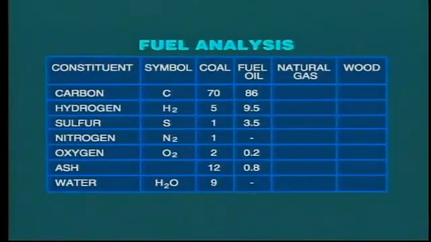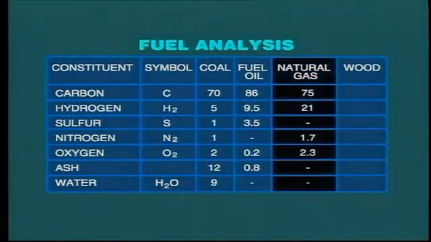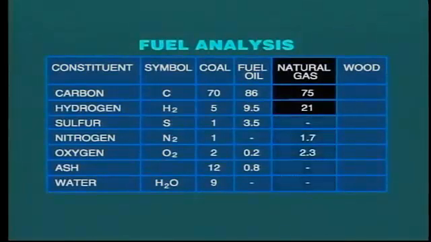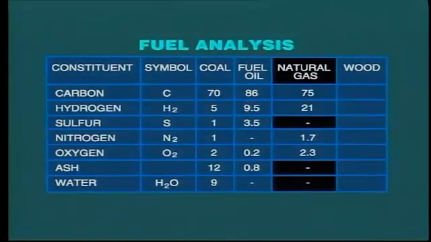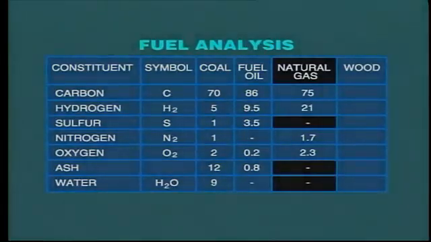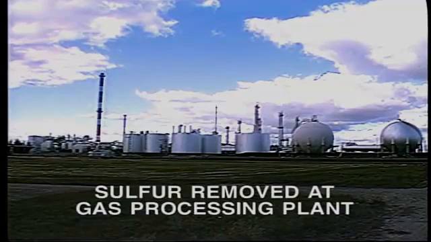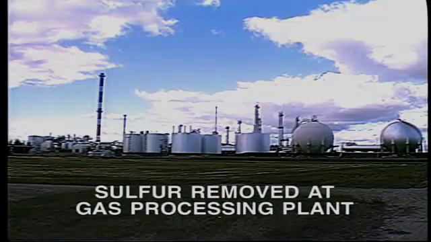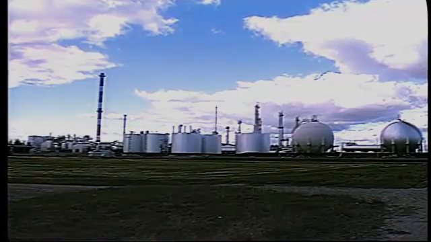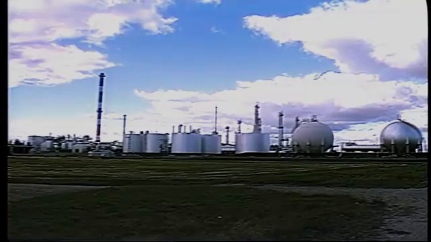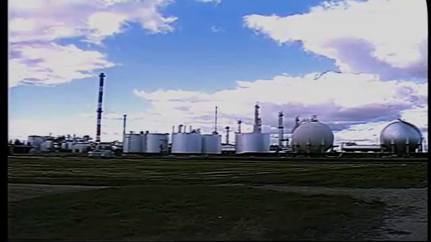Now, as another comparison, let's look at the typical analysis of natural gas. Here again, the amount of carbon, and particularly the hydrogen contained in the fuel, is very high. Moreover, there is no ash or moisture or sulfur to contend with. These unwanted elements are removed, or at least significantly reduced, by processing at the source. It is no wonder that natural gas is a preferred fuel when available.